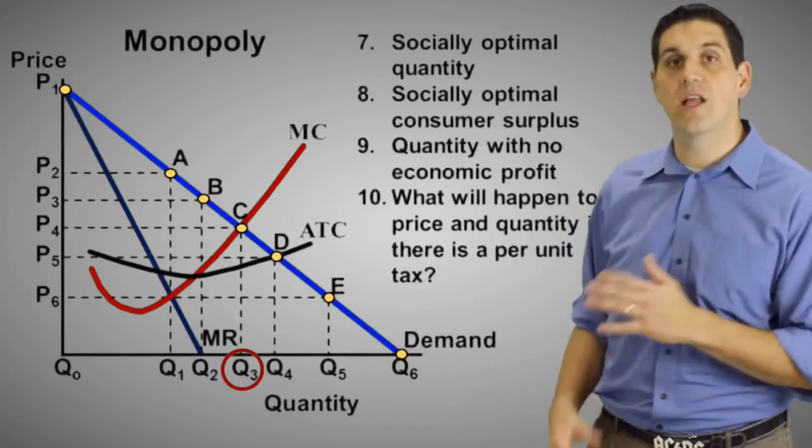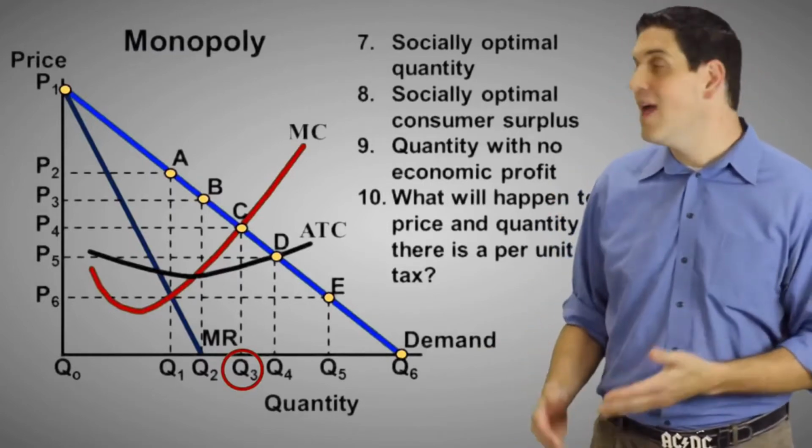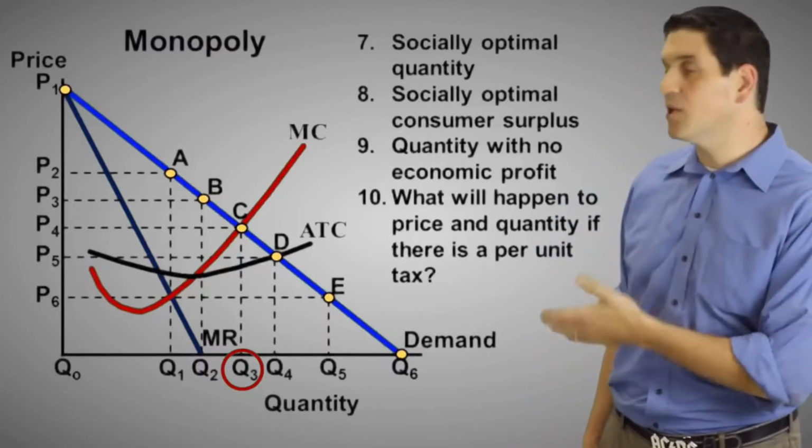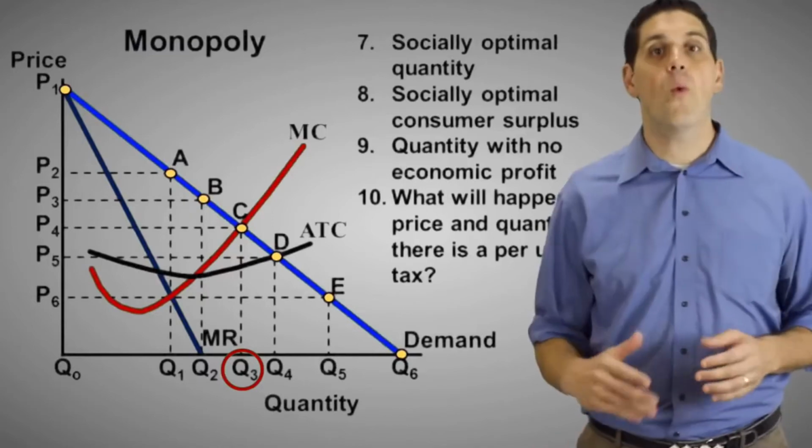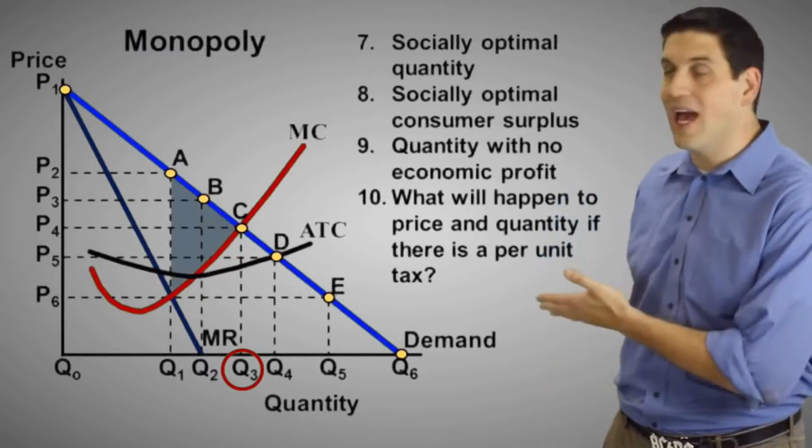Before I answer the rest of the questions, let's go back and talk about the idea of socially optimal and being efficient. When this monopoly maximizes profit, are they going to produce Q3? Well, no. Remember we said they're going to produce Q1. And that's the reason why monopolies are inefficient, right? They cause deadweight loss.